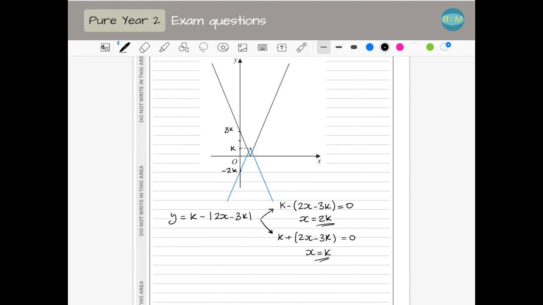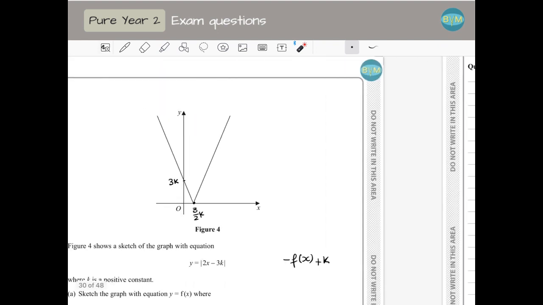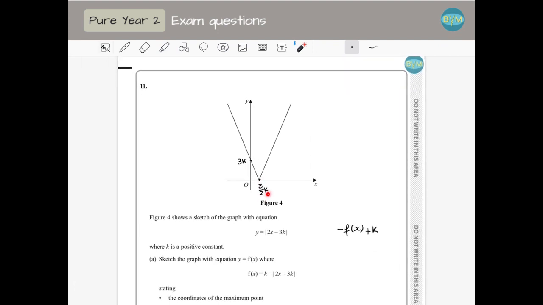Yeah. So these are the coordinates of my cuts with the axis here. So this is going to be k. This is going to be 2k. And I need the coordinates of the maximum point. Maximum point here, you see, we say is the minimum point of this one is 3/2 of k. When I mirror, this doesn't change. And when I move it up, it just moves up. So the x coordinate of my maximum is going to be the same as this minimum here.